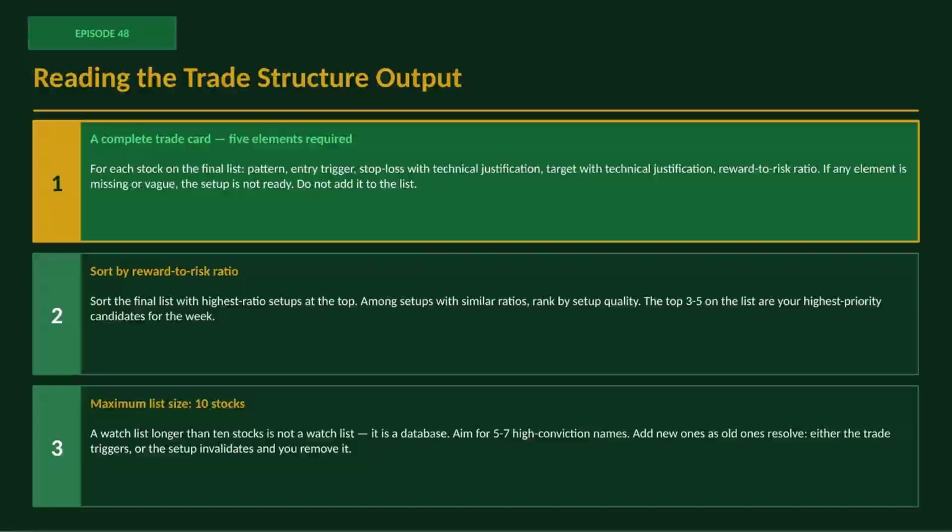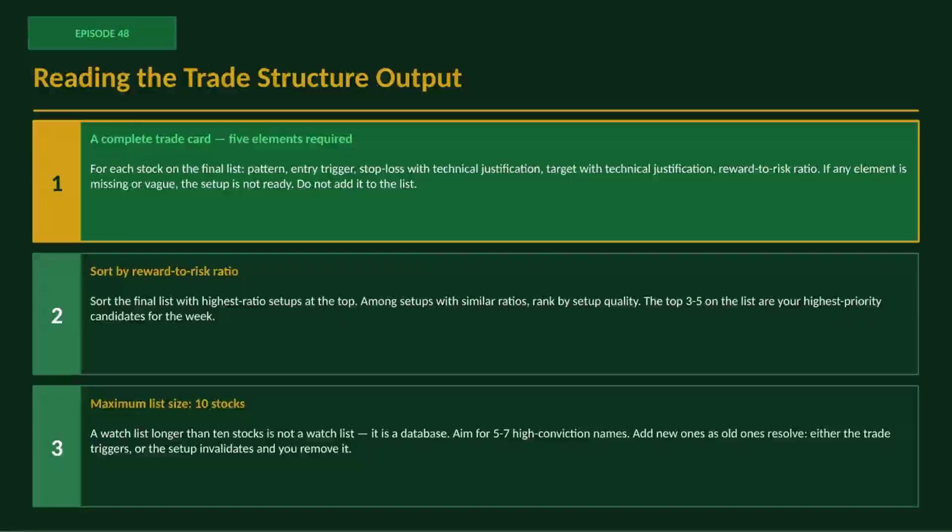The trade structure filter leaves you with a final watch list. Here is what a finished watch list entry looks like. A complete trade card. For each stock on your final list, you should have the pattern, the entry trigger, the stop loss level with technical justification, the target with technical justification, and the reward to risk ratio. If any of those 5 elements is missing or vague, the setup is not ready. Do not add it to the list.